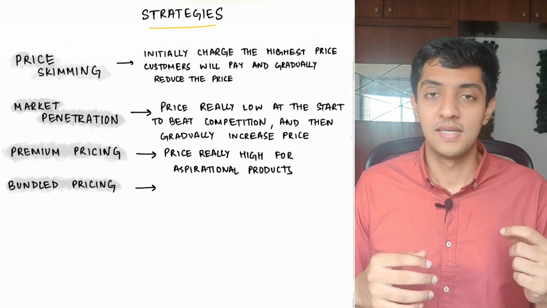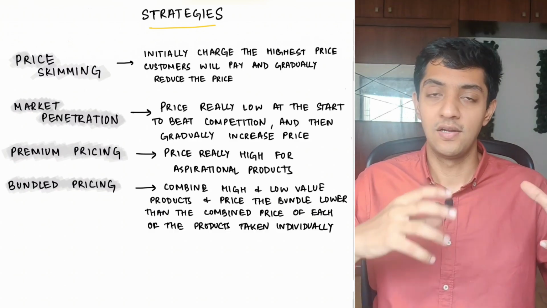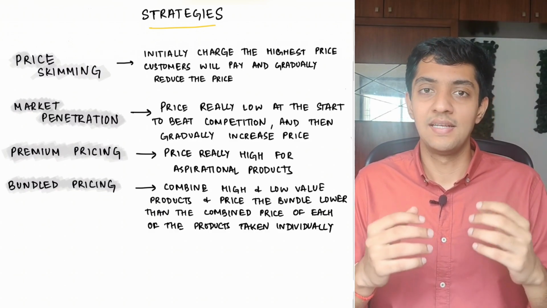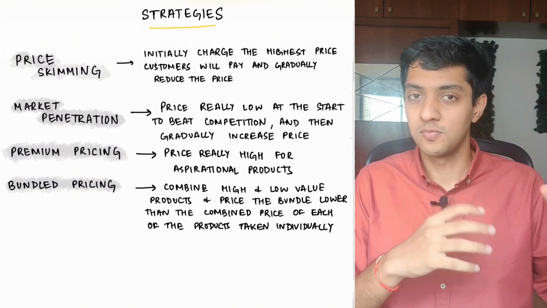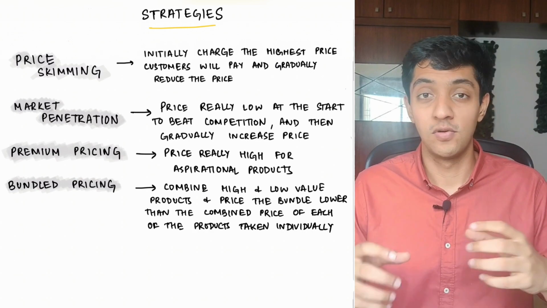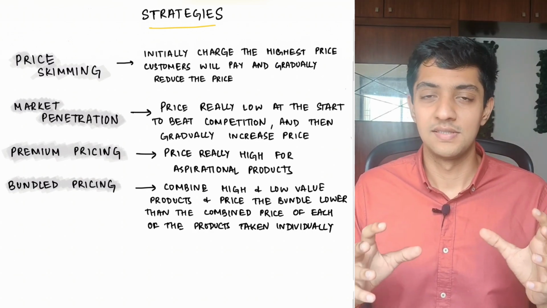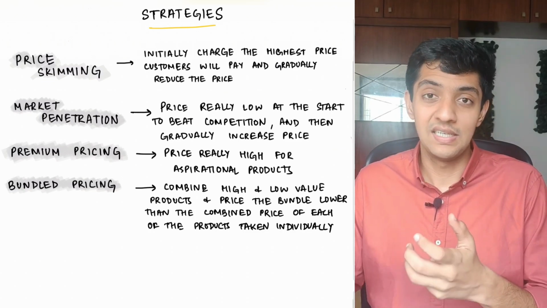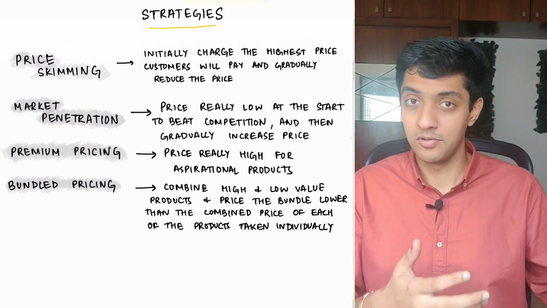Next strategy is bundled pricing. What you do here is that you club high value and low value goods together, and you sell them at a price that is lesser than each of those products sold individually. So the bundle is actually priced lesser than each of the products sold individually. The advantage with this is that some of your low value products which don't see any sales actually will now see sales because you're bundling them together.